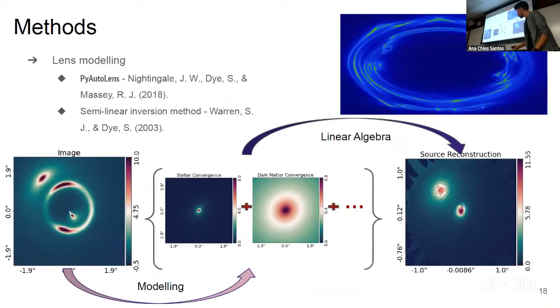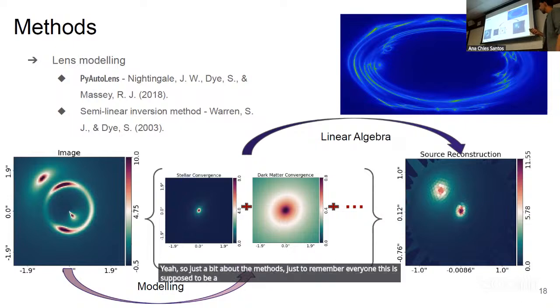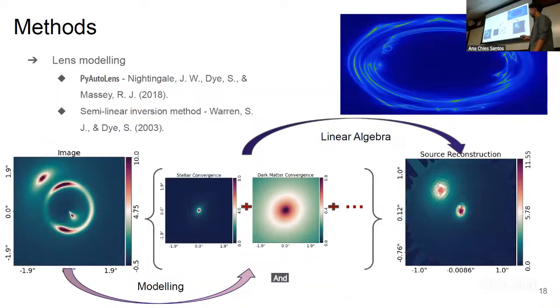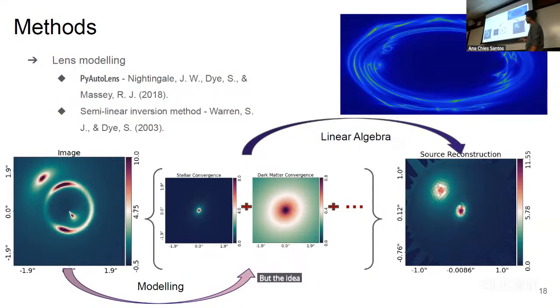Yeah, so just a bit about the methods, just to remind everyone. This is supposed to be a gif, but anyway. For the lens modeling, we'll be using PyAutoLens, which is a public software designed for lens modeling. And we'll be using a semi-linear inversion method. These are just names to keep in mind if you want to look for this later. But the idea behind this is that once you have the observed image, this image of the arcs, we need to propose some mass model.